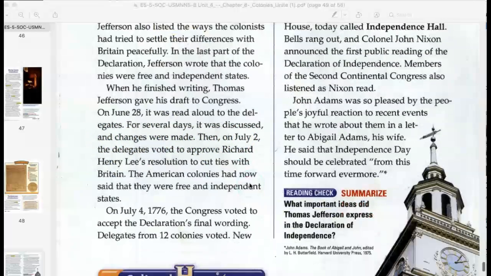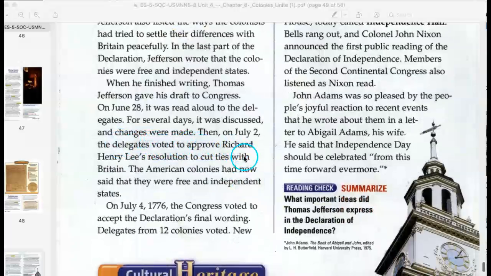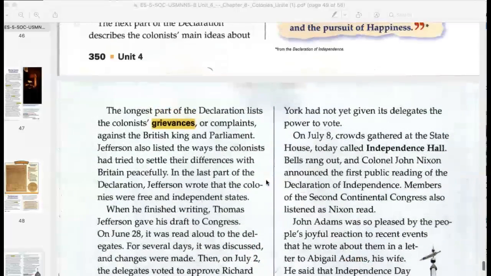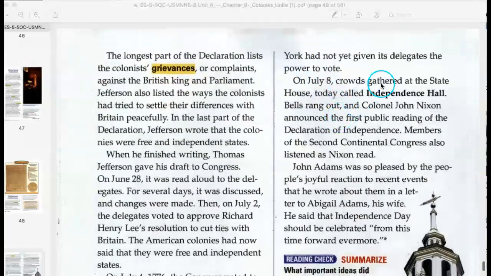Then on July 2nd, the delegates voted to approve Richard Henry Lee's resolution to cut ties with Britain. The American colonies had now said that they were free and independent states. On July 4, 1776, the Congress voted to accept the Declaration's final wording. Delegates from 12 colonies voted. New York had not yet given its delegates the power to vote.